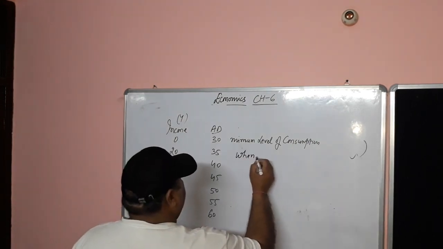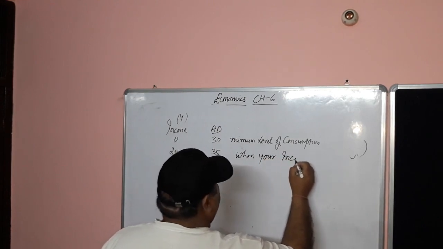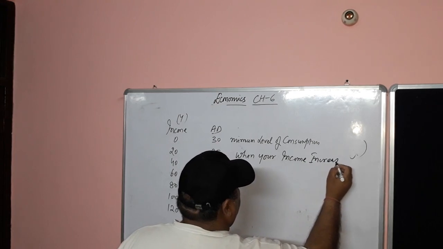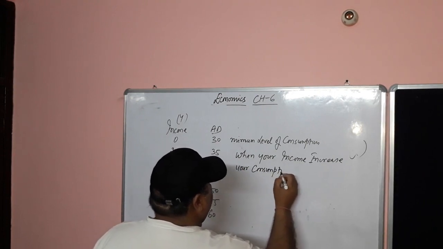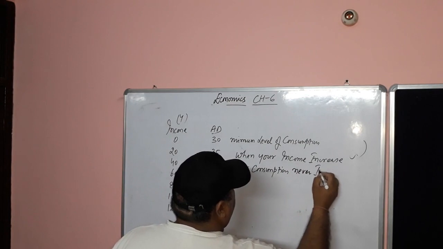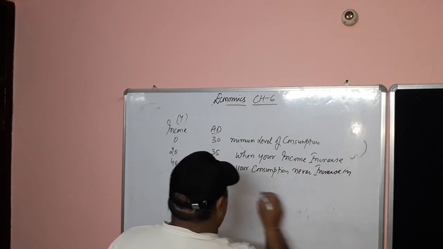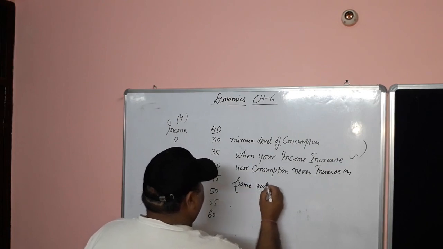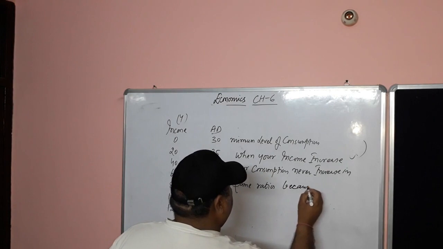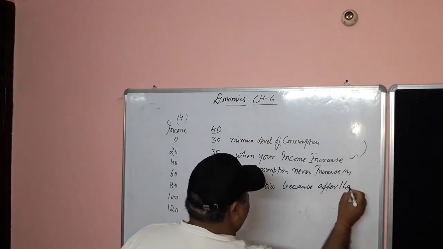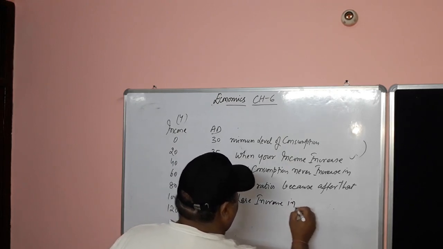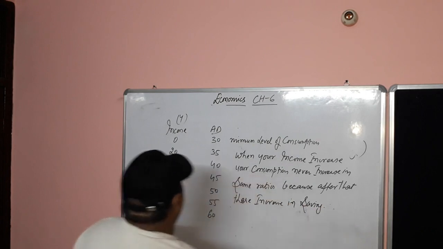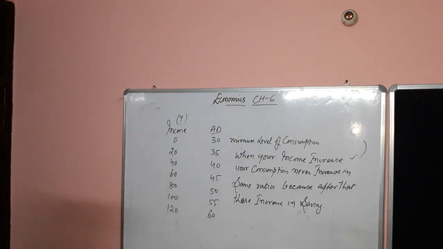When your income increases, your consumption never increases in the same ratio, because after that there is an increase in saving. So that is the aggregate demand.